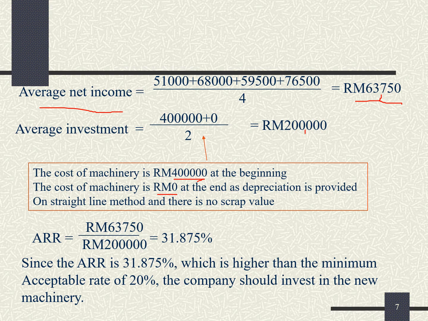So the ARR ialah average net income bagi dengan average investment. You get this one. So the ARR will be 31.87%. Since the ARR is 31.87%, which is higher than the minimum acceptable rate yang kita beri 20%, so the company should invest in this new machinery.